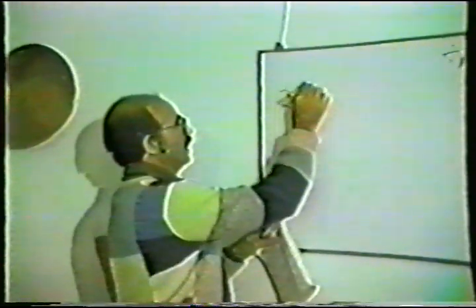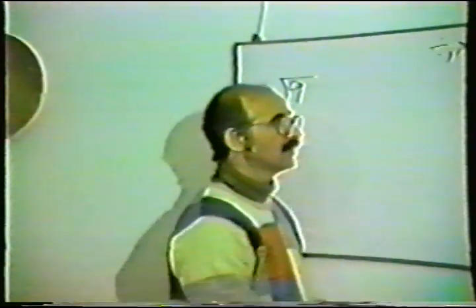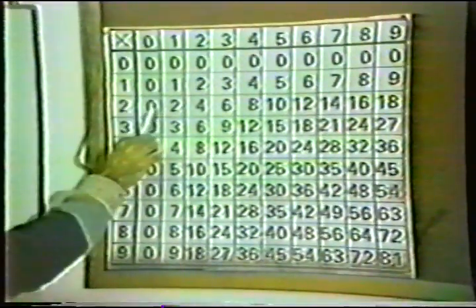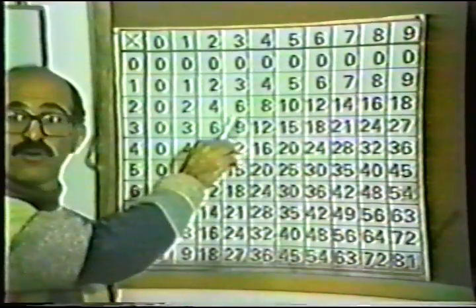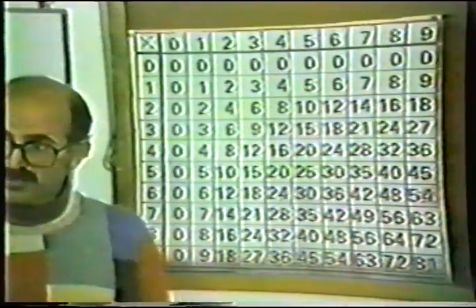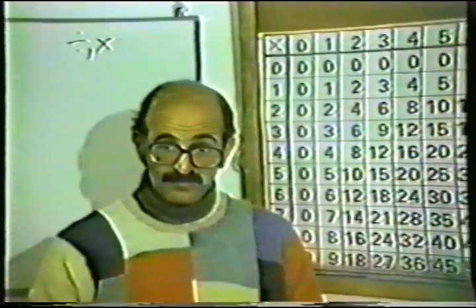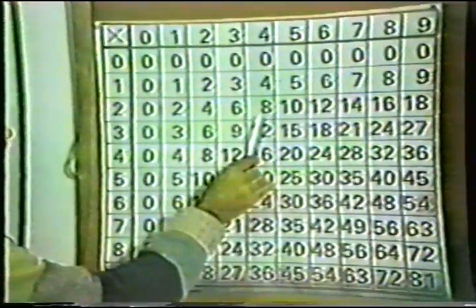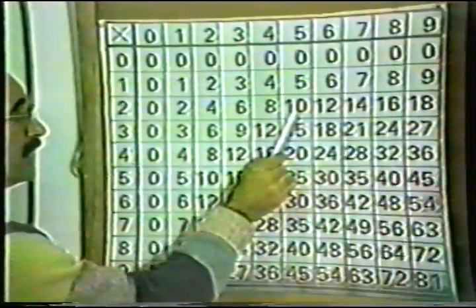Next problem. 2 into 9. We go across the 2 row and look for the 9. But Uncle Dan, there's no 9 there. What are we gonna do? Well, if there was a 9, where would it be? It would be between the 8 and the 10.